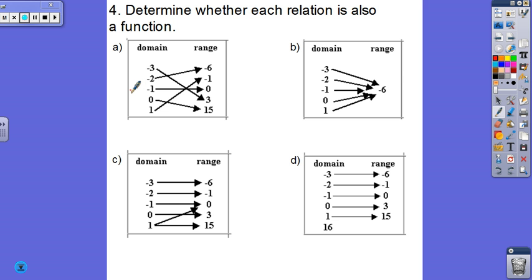Determining whether or not they are functions. So go through and decide which of these you believe are functions, which are not, and then pause it while you do that, and then come back and check your answers.